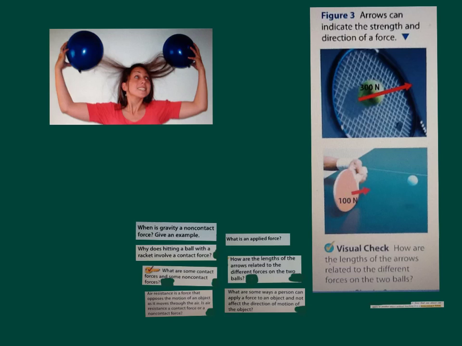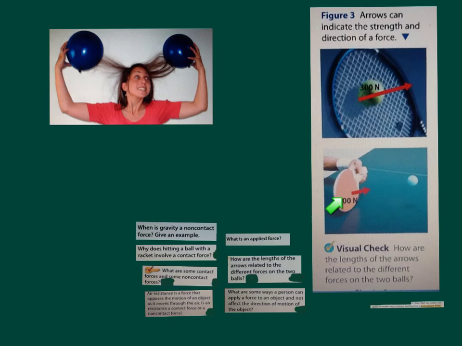Arrows can indicate the strength and direction of a force. The length of an arrow shows the strength of the force. Notice in this figure here that the force applied by the tennis racket is stronger than by the table tennis paddle, right here. As a result, the arrow showing the force of the tennis racket is longer. The direction that an arrow points shows the direction in which the force was applied.